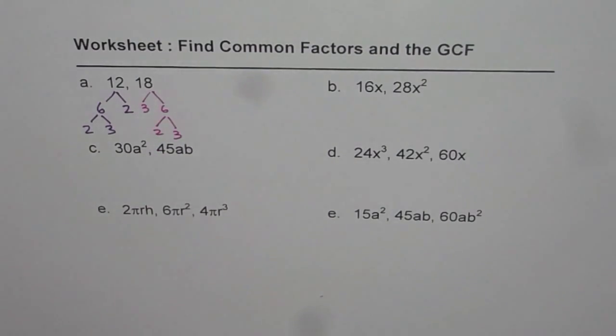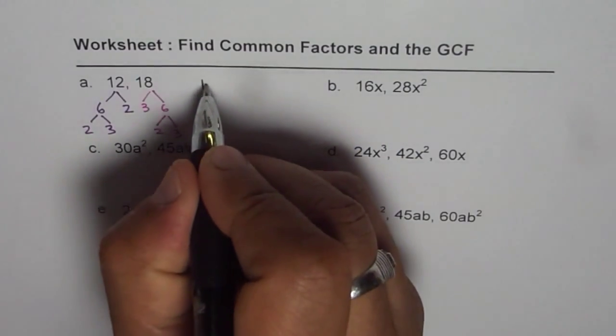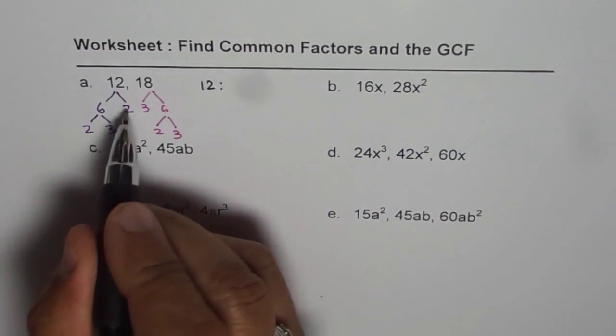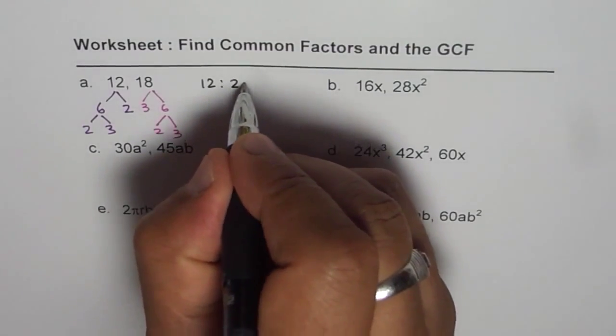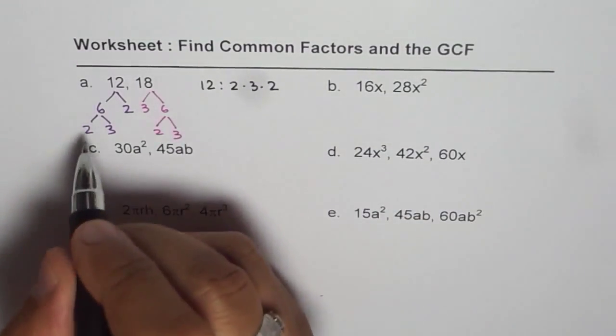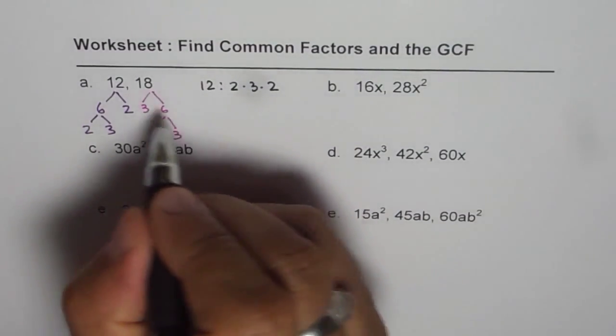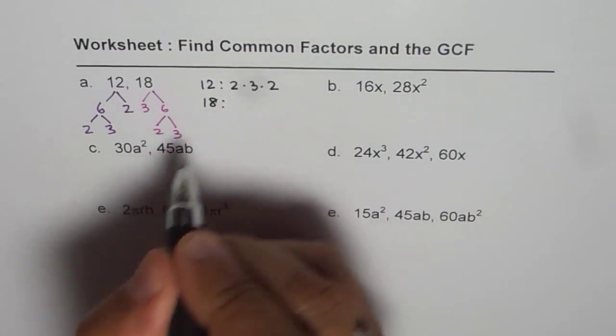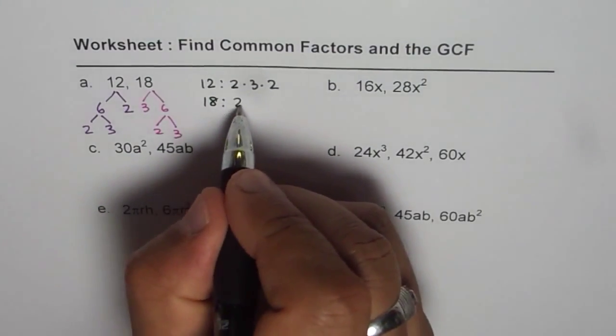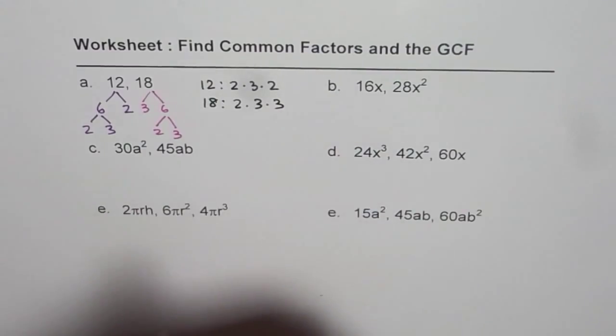So what we see here is that for 12, I can write factors as 2 times 2 times 3, or 2 times 3 times 2. Okay. So that is the factors of 12. Factors for 18 are 2, 3, 3, right? So it's 2, 3, and 3.